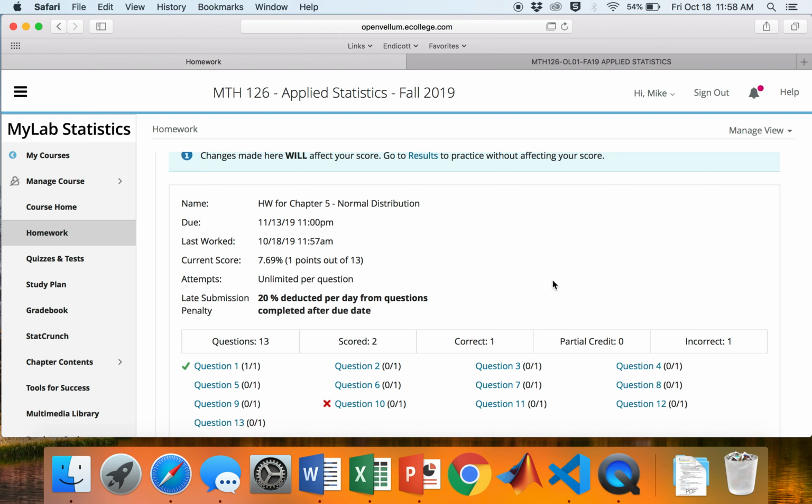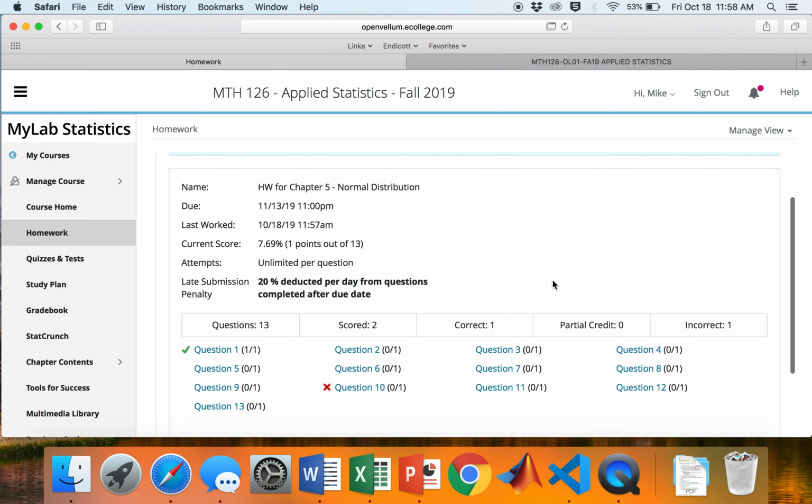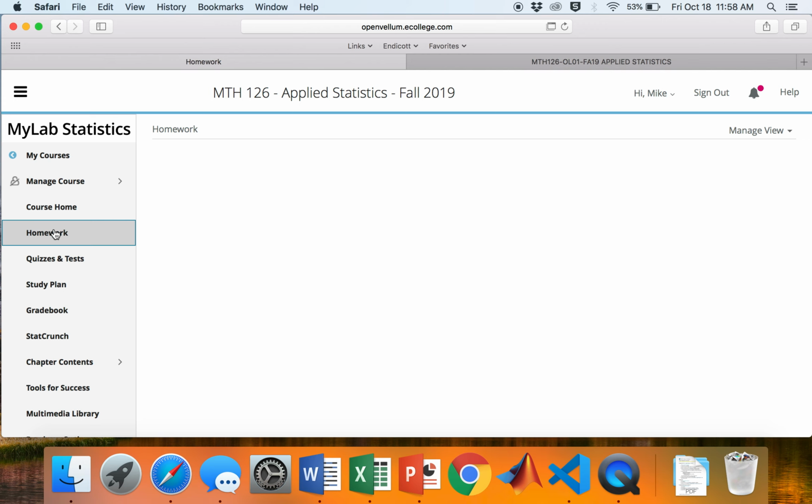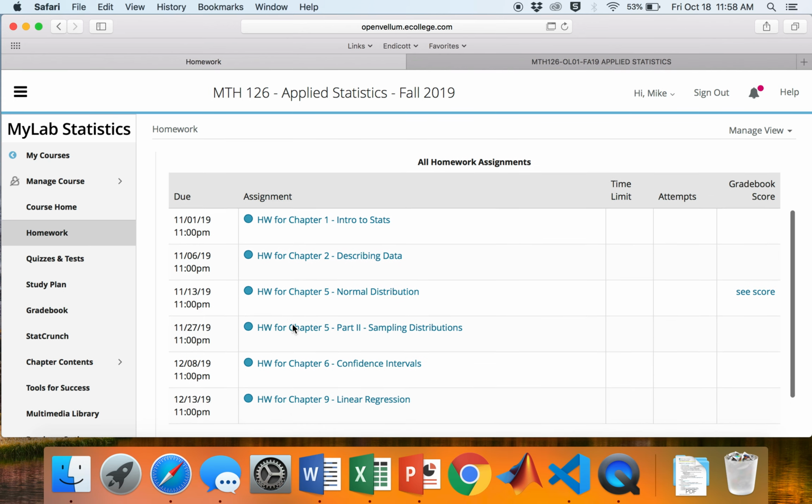And I'll of course wait until the due date to see, oh, okay, he or she is done now, and you got a 93%. So after the due date, I'll copy these grades over into Canvas. Okay, so that's the homework. Obviously that's mostly what you're going to be doing here in my stat lab. So again, clicking on the homework tab brings you to the homework assignments.